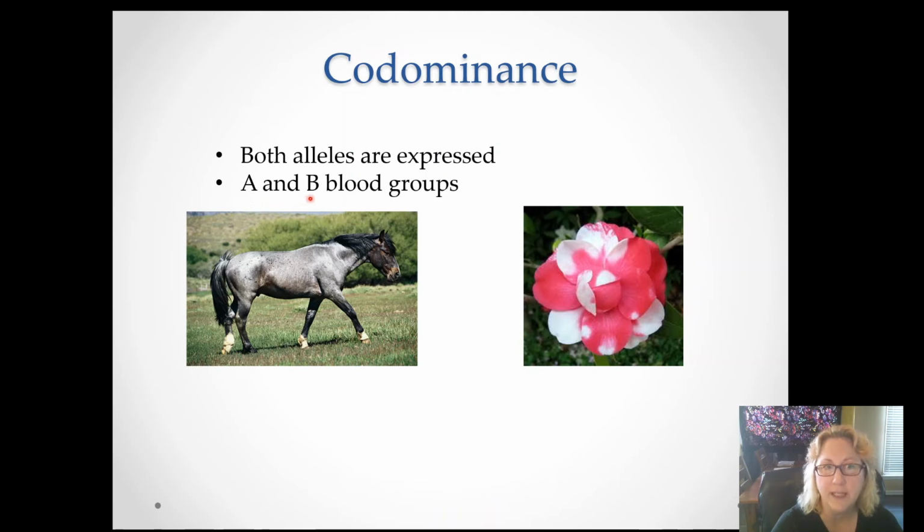So for A and B blood types, we call that codominant, because if you have one A allele and one B allele, your blood type is AB. We can see both in the phenotype. It's hard to find examples.